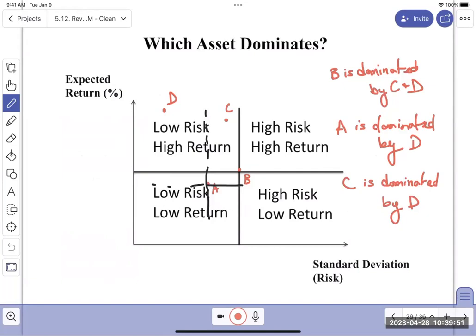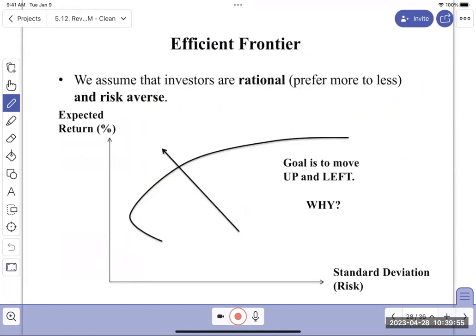Okay, you ready for the next part? Was that easy enough? Up and to the left, up and to the left. So that's the rule.